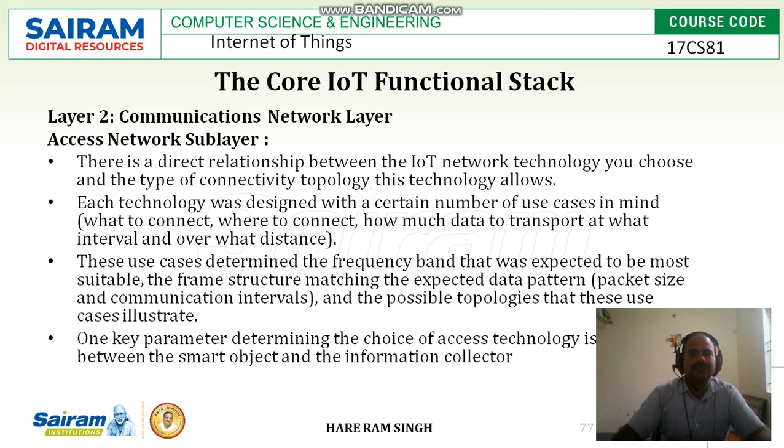Next layer is the communication network layer. As we know, it has four sublayers. One is the access network sublayer. There is a direct relationship between the IoT network technology usage and the type of connectivity topology this technology allows. Each technology was designed with a certain number of use cases in mind.